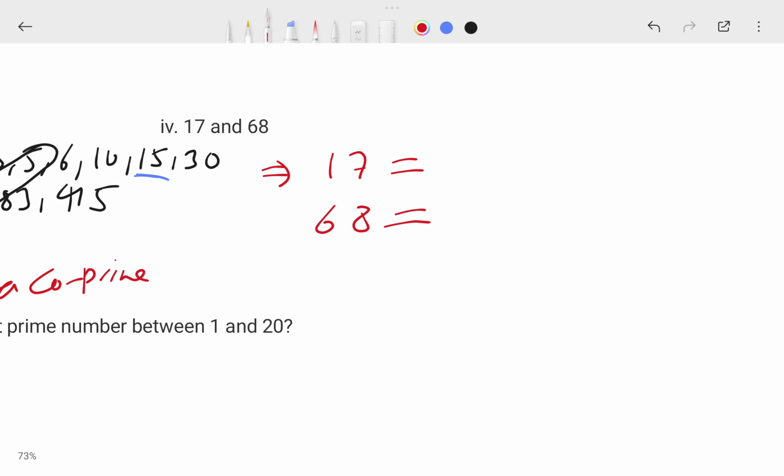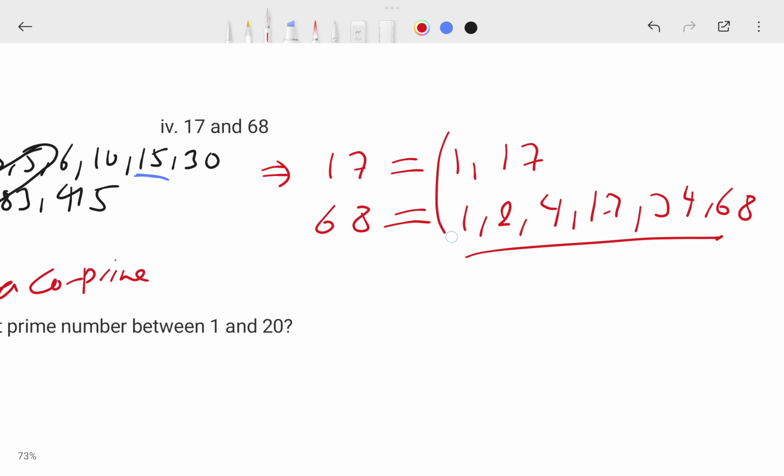So if you write the factors of 17, then it is 1 and 17 only. If you write the factors of 68, then it is 1, 2, 4, 17, 34, and 68. Okay, these are the factors of 68.